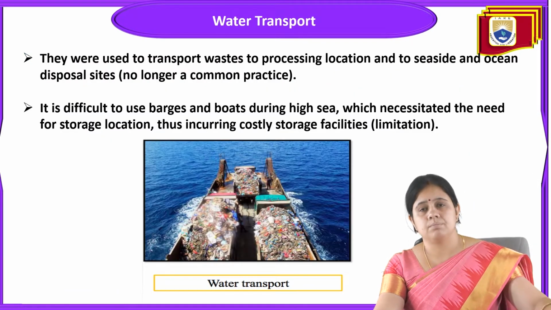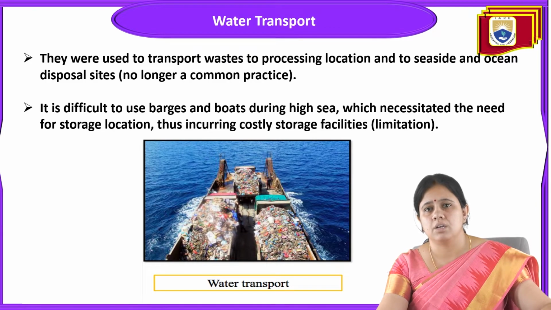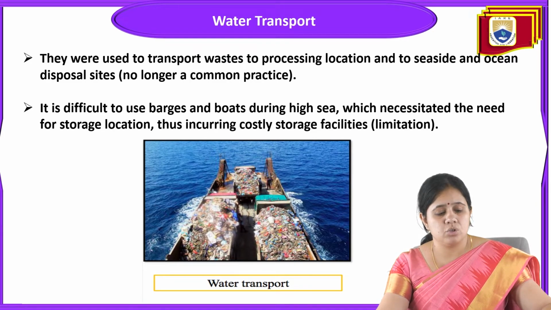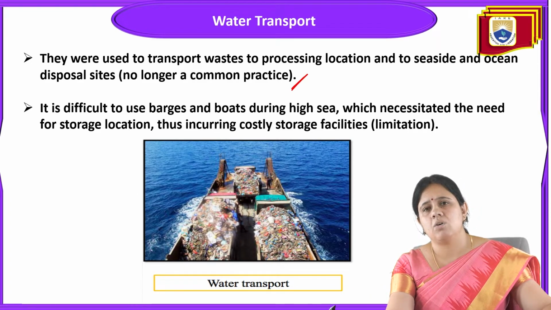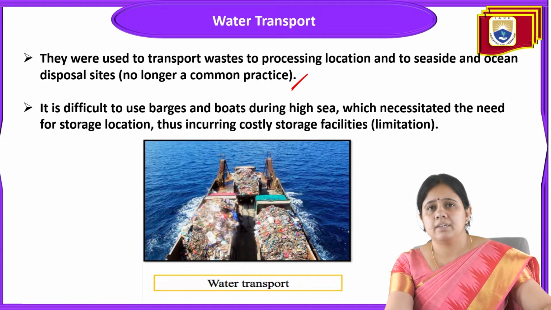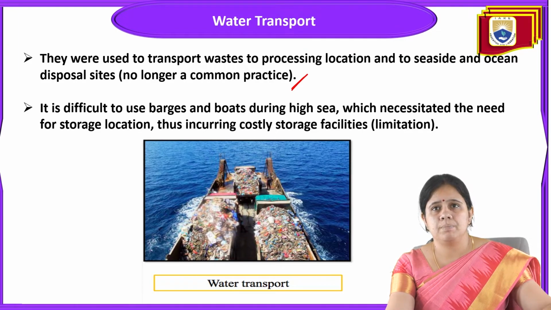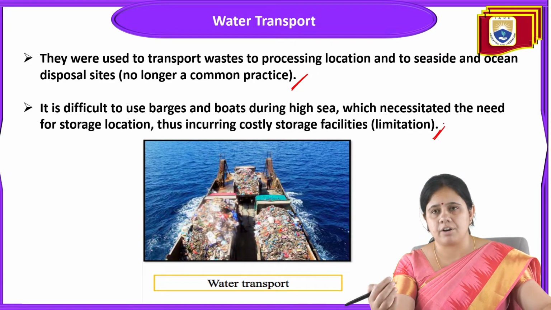Now comes the next method, that is water transport. Water transport is also used to transport waste to processing locations and to seaside and ocean disposal sites. Now it is not practiced. It is very difficult to use barrels and boats during the high sea, which necessitated the need for storage locations, thus incurring costly storage facilities also. So these are the problems related to water transport.